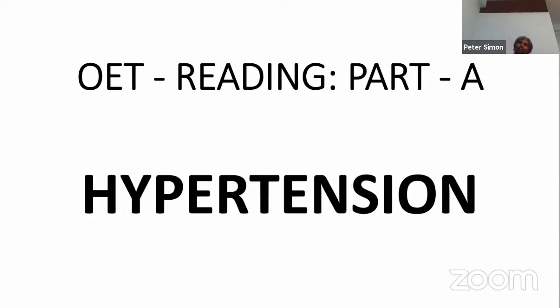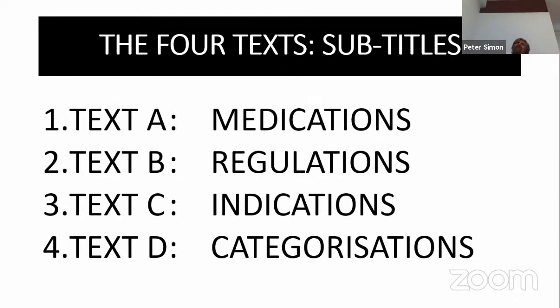Now we have seen that there are four texts. So, compartmentalized, we are made into 4 groups. First one is regarding medications only. Second one is about regulations only. Third one is indications only. Fourth one is compartment categories only.